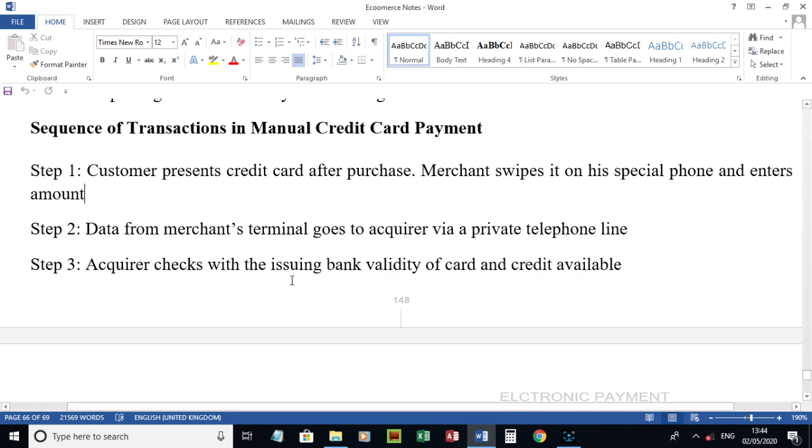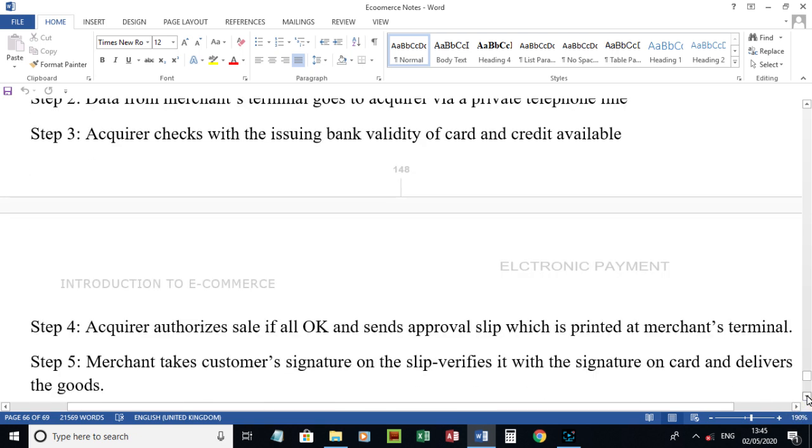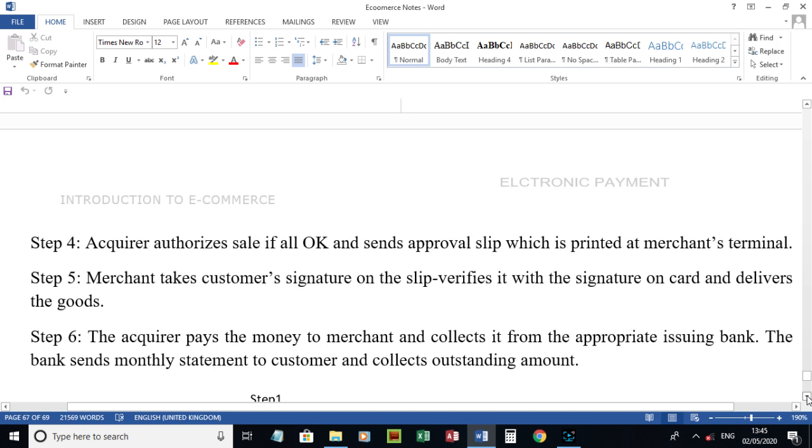Step 3: the acquirer checks with the issuing bank the validity of the card and the credit available. The acquirer could be a bank or a supermarket, and it checks the card validity and the bank validity, and whether the customer is creditworthy. Step 4: the acquirer authorizes the sale if all is okay and sends an approval slip, which is printed at the merchant terminal.